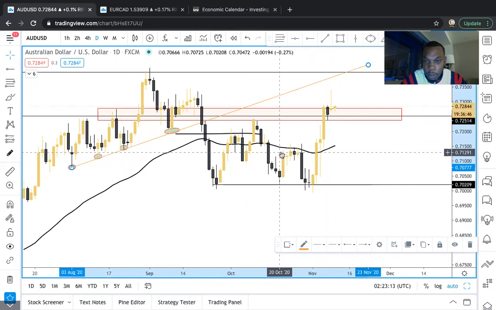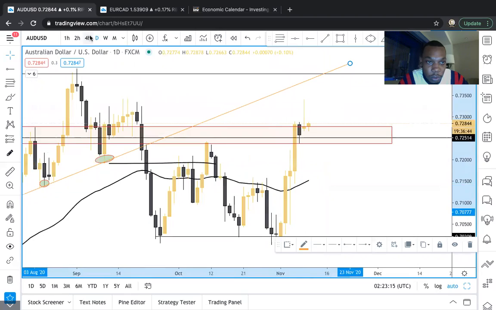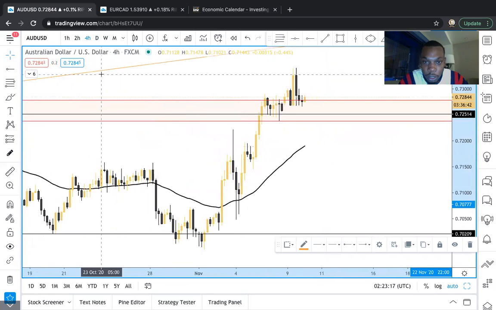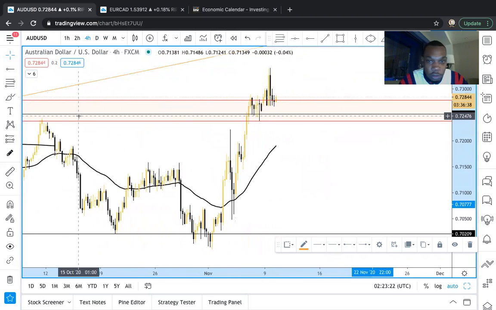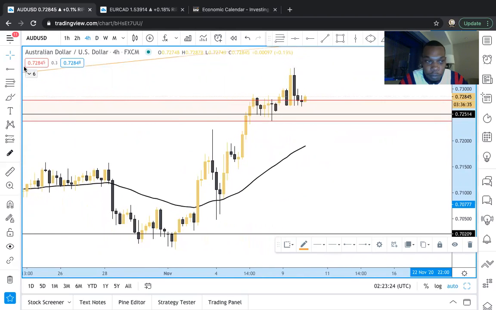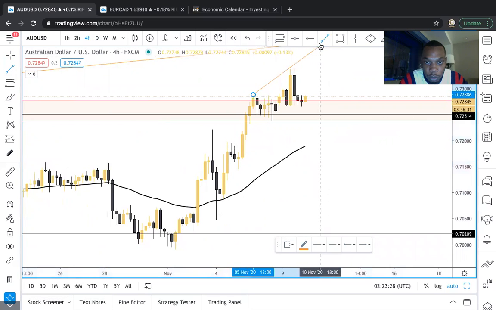So we'll need to look at this on the 4 hour. Okay, yeah, so we're at this level to where the market isn't really trying to make new highs. So you would have to grab a trend line, put this here, this here, and then drop this here.